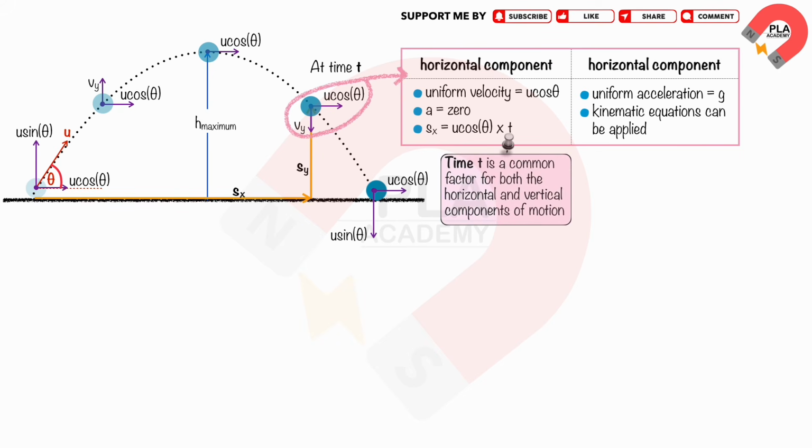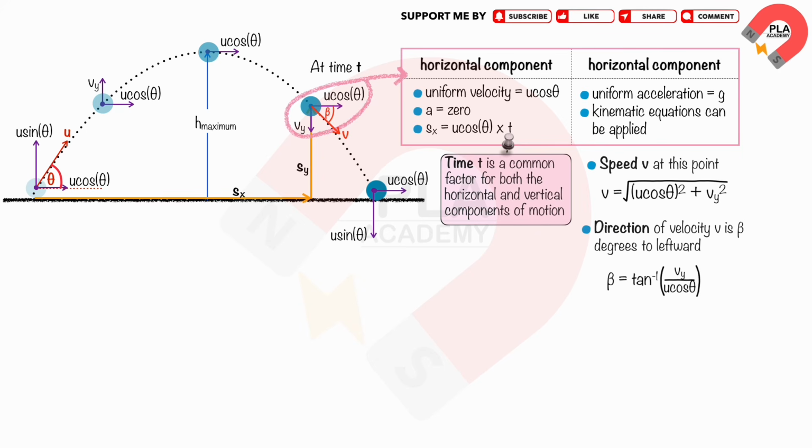The time, t, is a common factor for both the horizontal and vertical components of motion. The speed, v, at this time can be found by combining the horizontal velocity and the vertical velocity using the Pythagorean theorem, like this. The direction of the velocity, v, at this time is the angle beta to the horizontal, like this. Let's calculate the range, r, in terms of the gravity, g, the angle, theta, and the initial velocity, u.